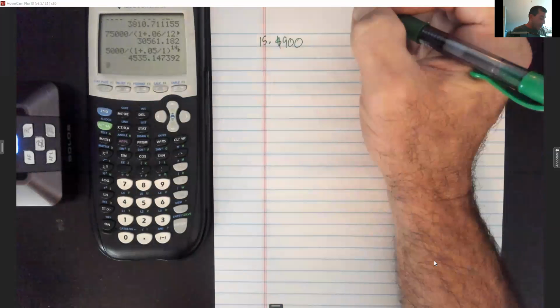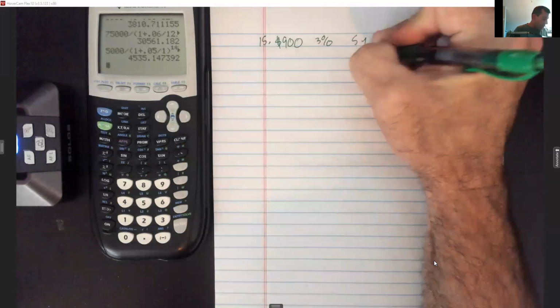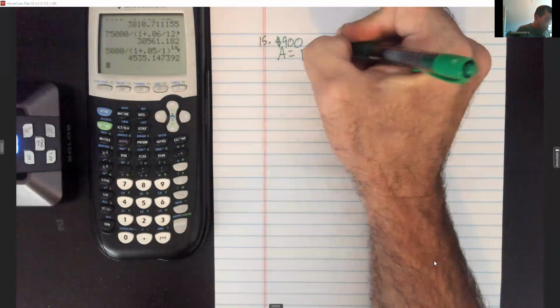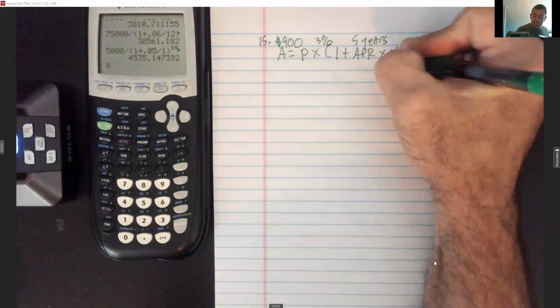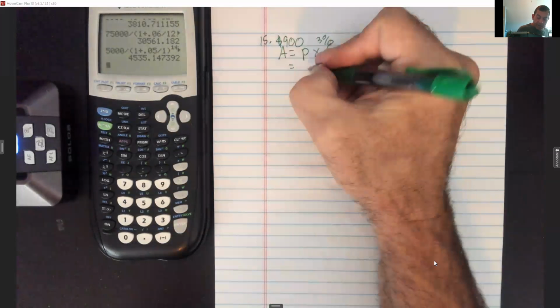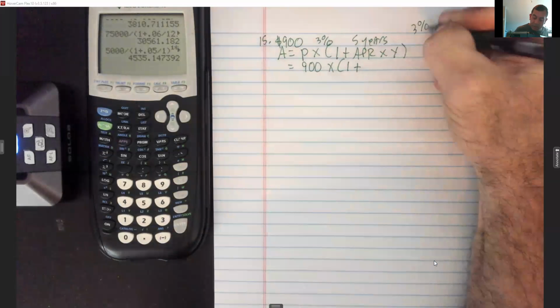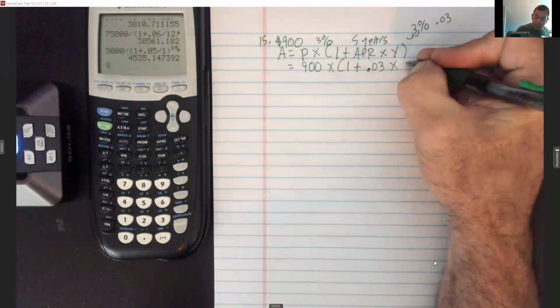Let's see what we're on, 15. Calculate the amount of interest you'll have at the end of the indicated period. You invest $900 in an account that pays simple interest of 3%. So simple interest of 3% for 5 years. So the formula for simple interest was A equals P times 1 plus APR times years. So here's my P, $900, times 1 plus APR 3%. Let's see, move that left twice. So that'd be a 0.03 times the number of years, which was 5.